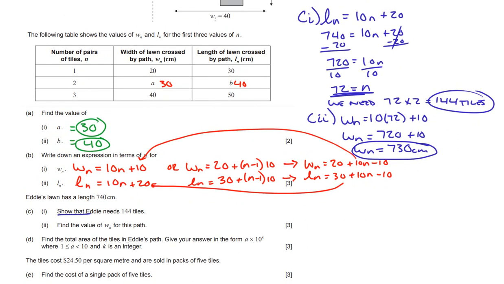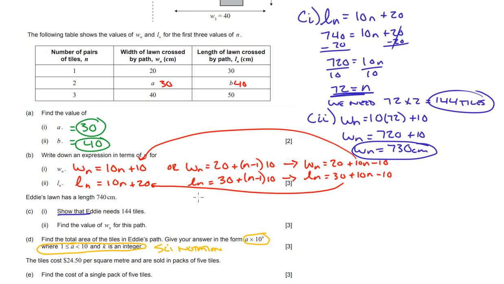Let's see. Find the total area of the tiles in Eddie's path. Okay, give your answer in the form A times 10 to the K, where A is greater than or equal to 1 and less than 10, and K is an integer. So just to remind you, when you see all this, it simply is trying to tell you scientific notation. That's all that means. Okay, so we're going to give our answer in scientific notation.